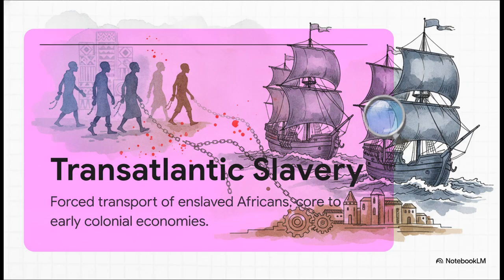Let's lock in some key vocabulary here. Transatlantic slavery was the forced transportation of enslaved African people across the Atlantic Ocean. It is absolutely critical to realize this wasn't just some accident or a tiny footnote in a textbook. It was a core, foundational part of early colonial economic systems. Connecting brutal realities like this directly to the nation's early wealth is exactly the kind of evidence-based analysis a top-tier project requires.